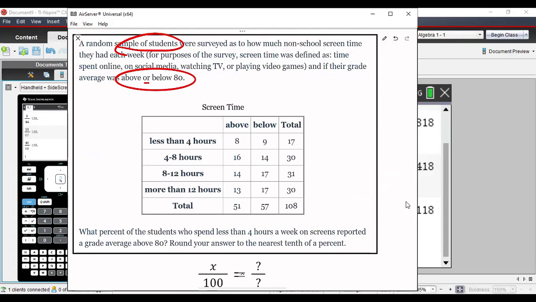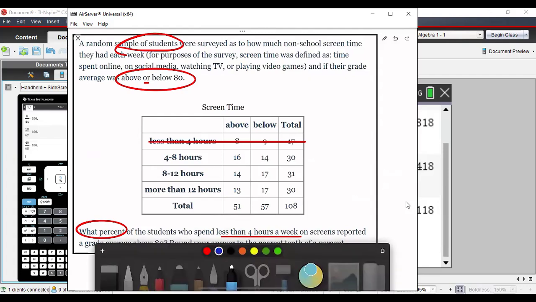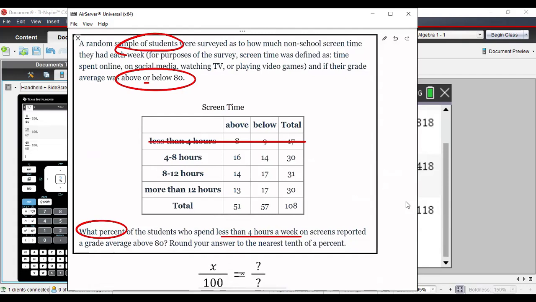All right, so what we want to know is what percent of the students who spend less than 4 hours a week reported a grade average above 80. So first thing, our first category is less than 4 hours a week. So I'm going to come here. I'm going to draw a line through that category. My other category is they scored above 80, so it's going to come here, and our number is 8. So that's going to go top right, and we want the total number of students who spend less than 4 hours. That would be 17.